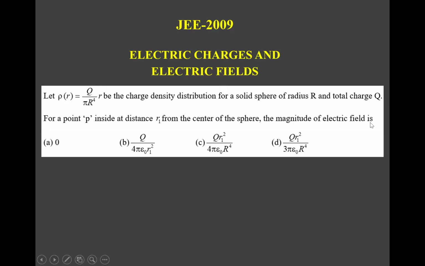the magnitude of the electric field is: option A, 0; B, Q/(4 pi epsilon_0 r1^2); C, Q r1^2/(4 pi epsilon_0 R^4); D, Q r1^2/(3 pi epsilon_0 R^4).